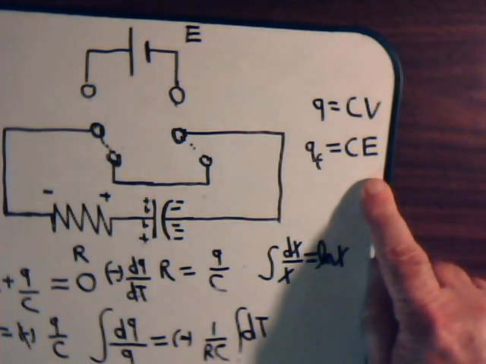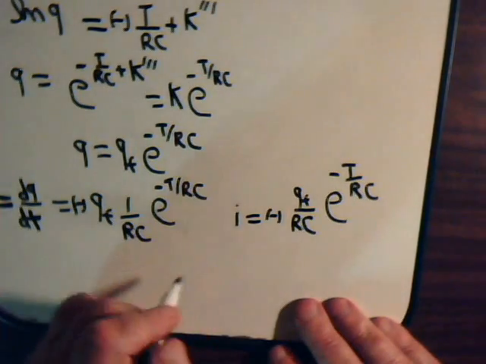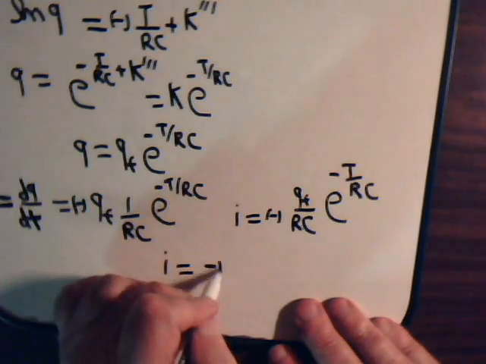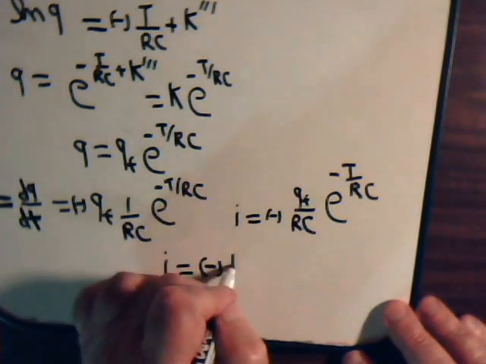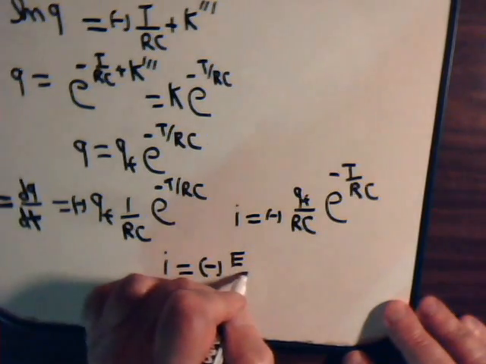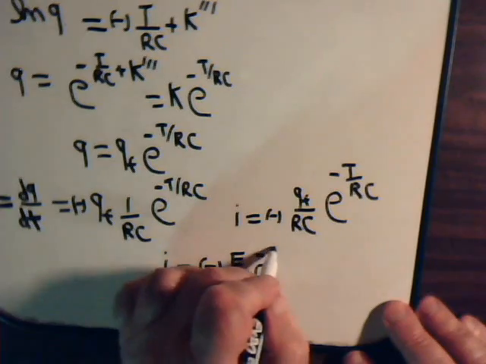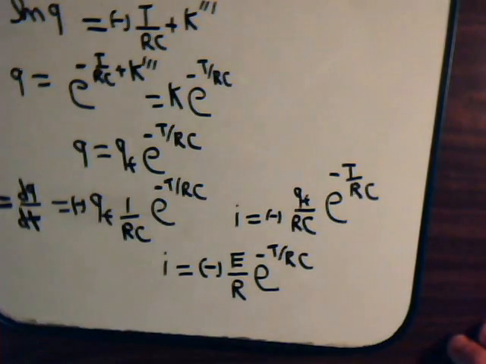It's going to be the battery voltage. So we have our discharge current I equals minus QF over C, that's E. So you have E over R, E to the minus T divided by RC.